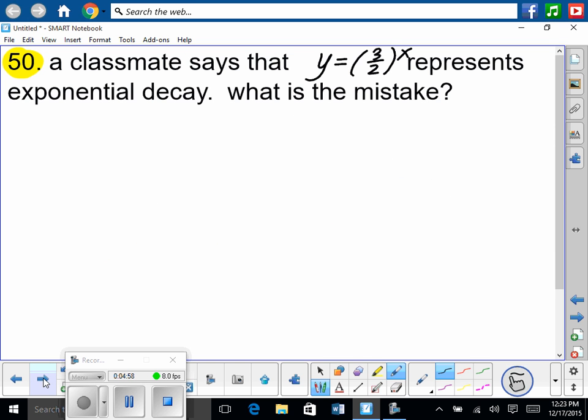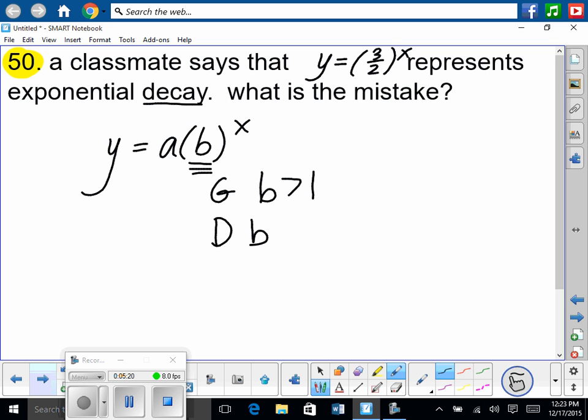Okay, so a classmate says that y is equal to 3 over 2 raised to the x represents exponential decay. What's the mistake? Remember that exponentials have the form a times b raised to the x. B is what you use to know if you have growth or decay. It's growth if b is greater than 1. It's decay if b is less than 1. So 3/2 is a fraction, but if you want the decimal amount, you do 3 divided by 2, and you get 1.5. So technically we have y is equal to 1.5 raised to the x.